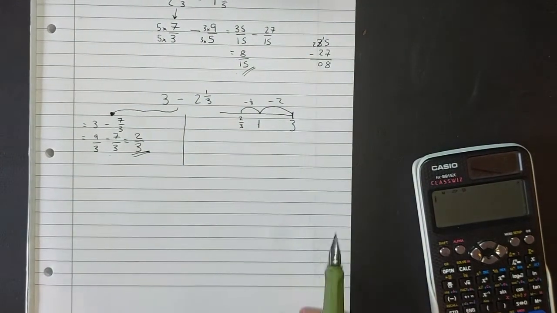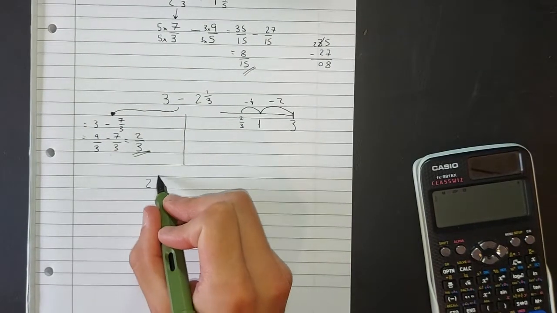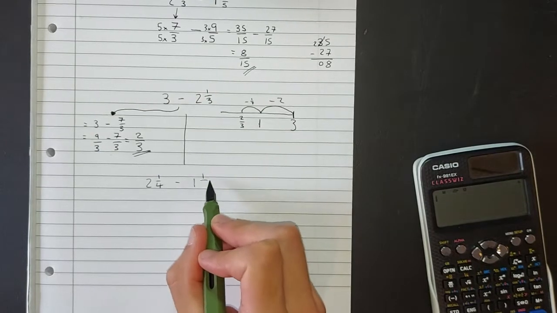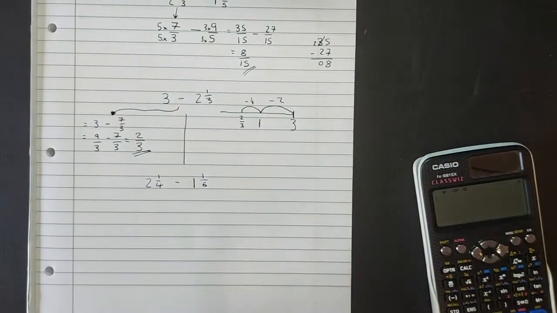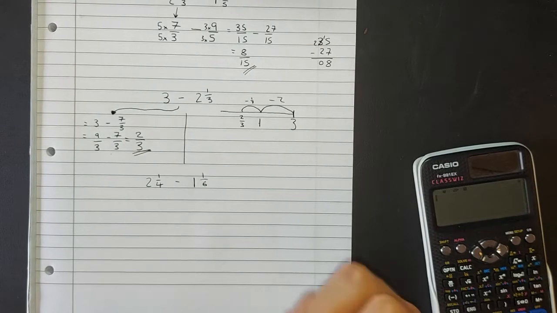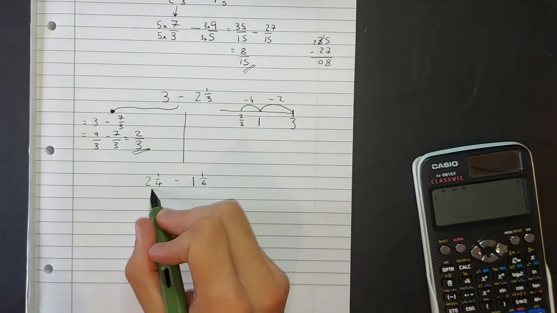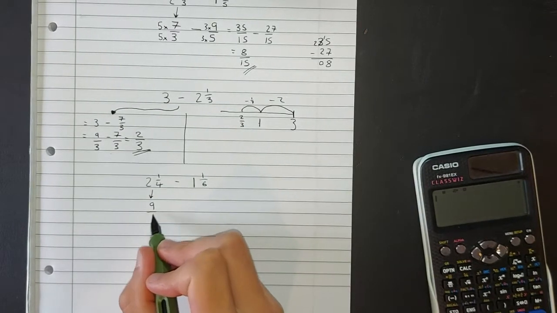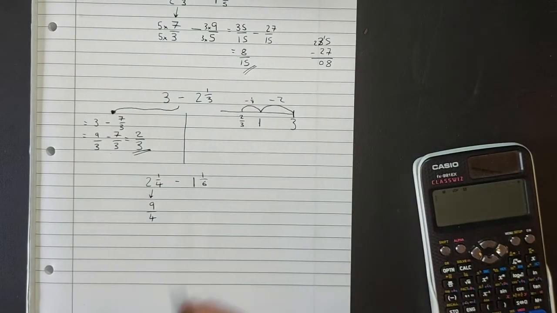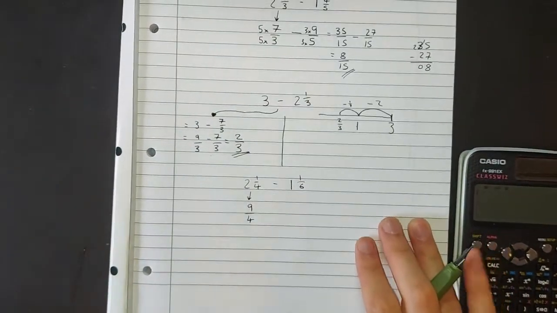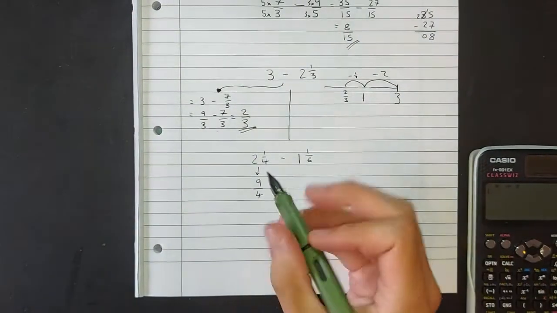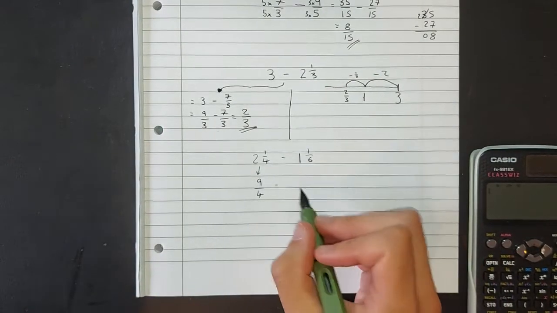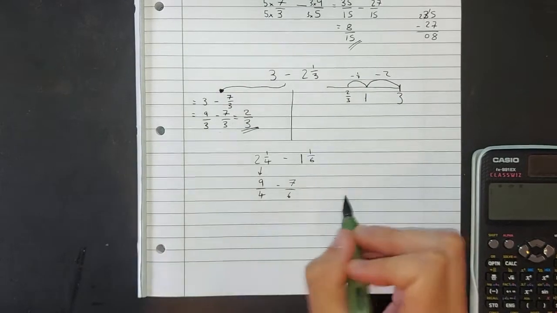So we're going to have 2 and 1/4 subtract 1 and a 6th. First of all, convert into improper fractions. Let's do it. 2 times 4 is 8, plus 1 is 9, so that's 9/4. And then we have 1 times 6 is 6, plus that 1 is 7, so this is 7 over 6.